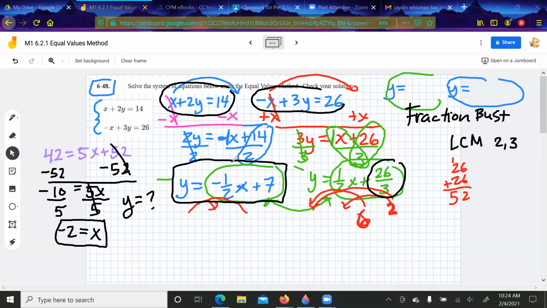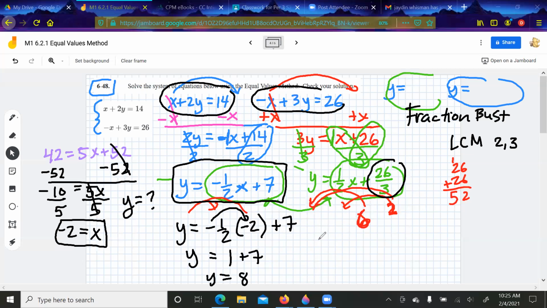Sorry if you did. And so I'm going to plug in -2 into this equation to find y here. y equals -1/2 times -2 plus 7. So a half of 2 is 1, and a negative times a negative is a positive. So that's +1 plus 7 is equal to y. So y equals 8. Okay, so now we just need to write our answer as an ordered pair.